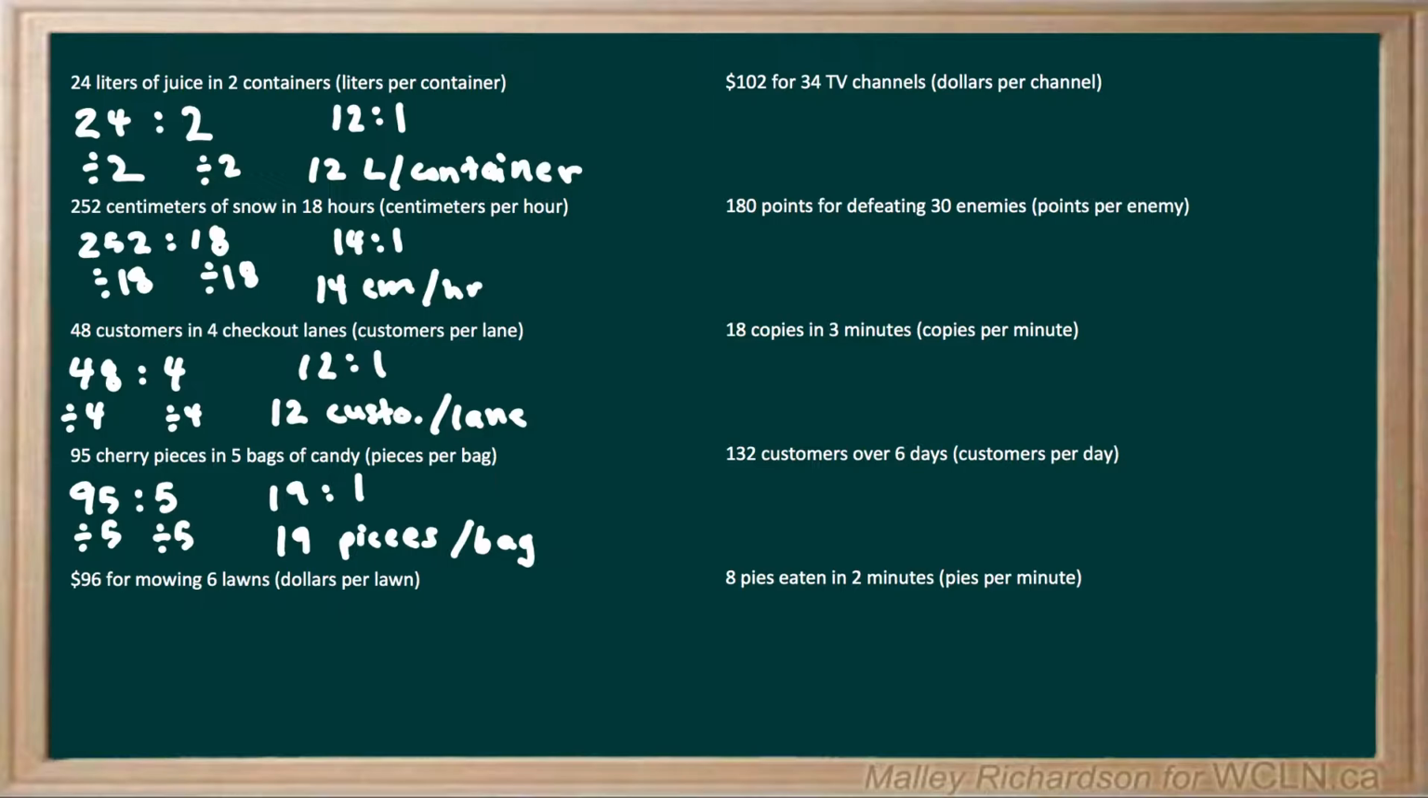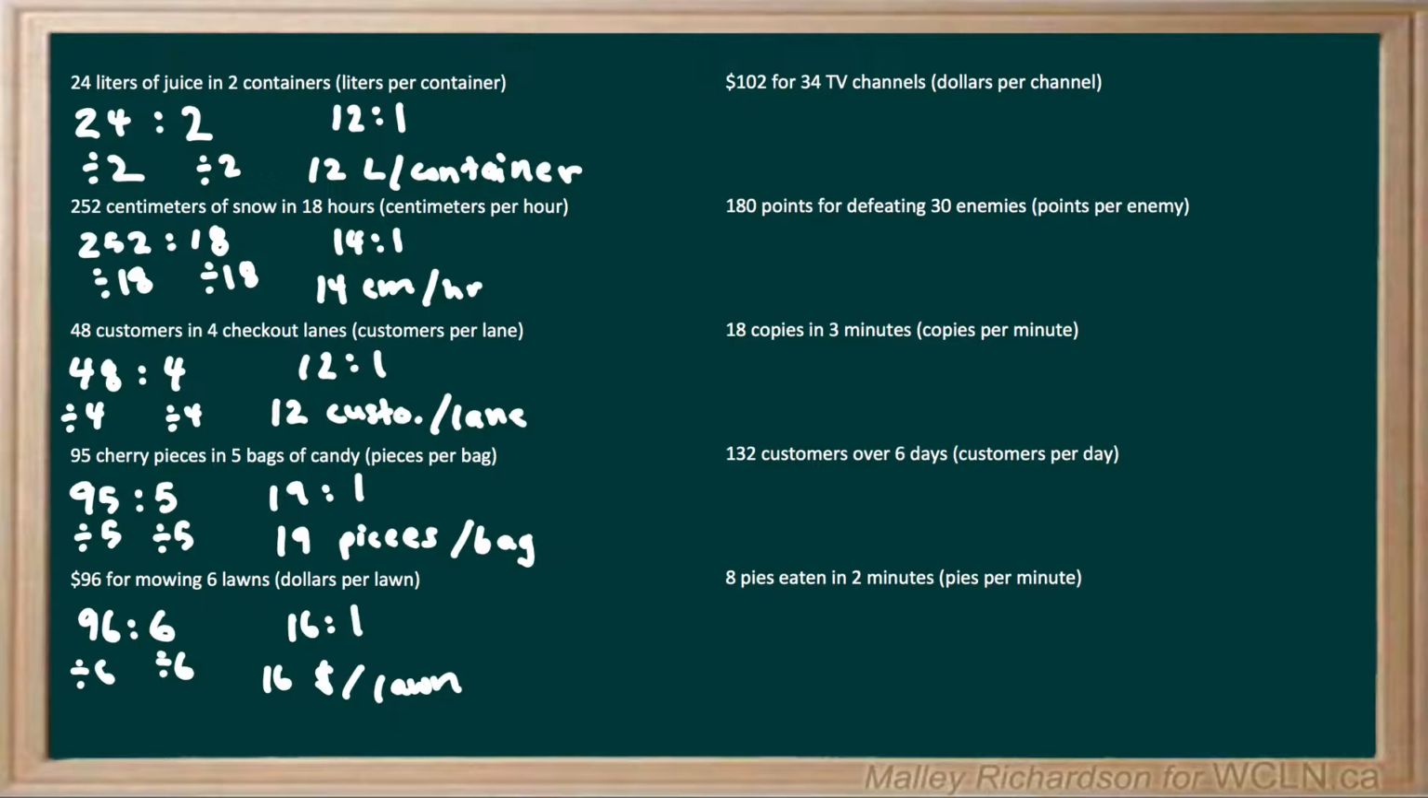$96 for mowing 6 lawns, and we need to find how many dollars are made per lawn. So our ratio is going to be 96 for every 6 lawns, and then to get it to a unit ratio of 1, we divide both sides by 6. Where 96 divided by 6 is 16, and then 6 divided by 6 is 1. So our ratio is 16 to 1, and our final answer is $16 per lawn.